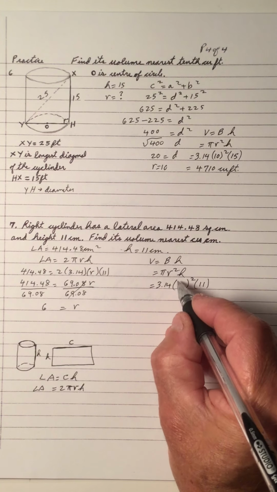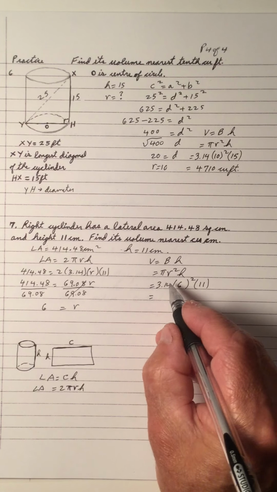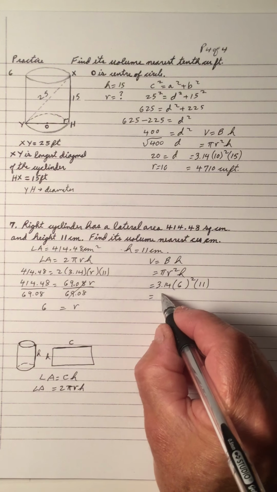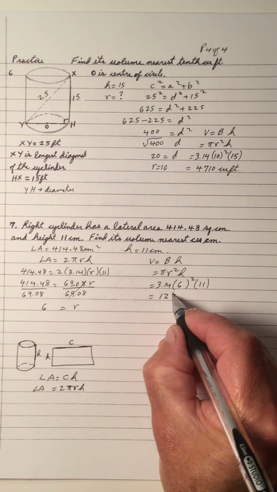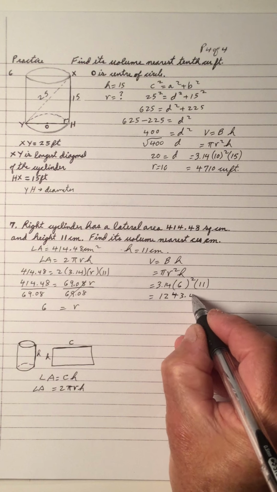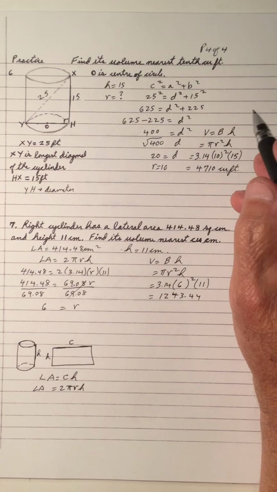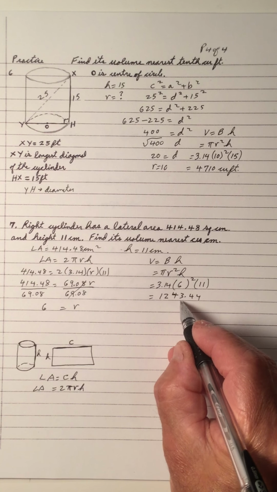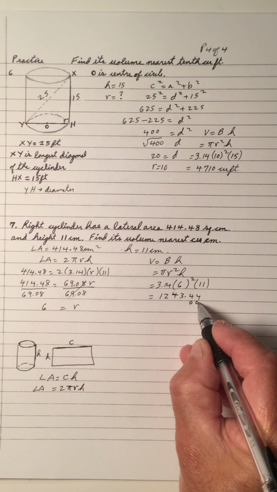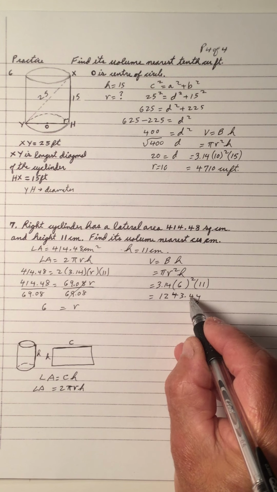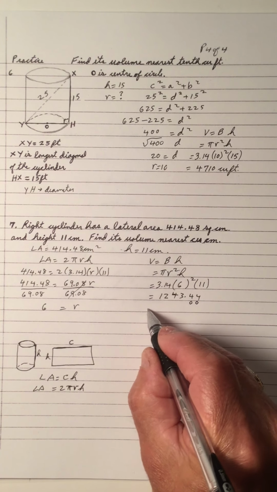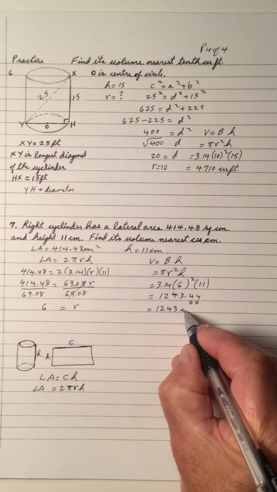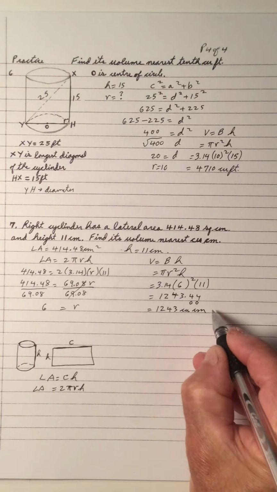So you plug 6 into your volume formula, and since you have your pi, 3.14 times 6 squared times 11, that comes out to 1,243.44. And you have to round it to the nearest centimeter. So the centimeter is a unit, so that becomes a 0 and a 0. This number is less than 5, so we don't change the 3. So the answer is 1,243 rounded off, and it's cubic centimeters.